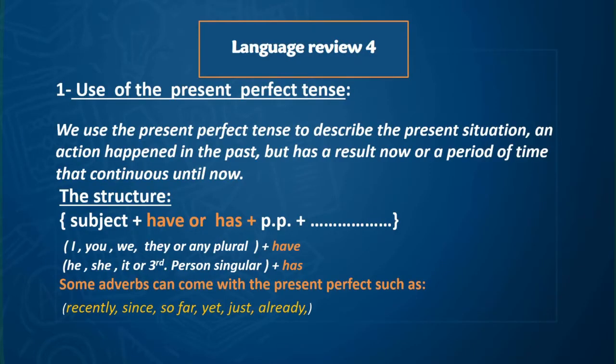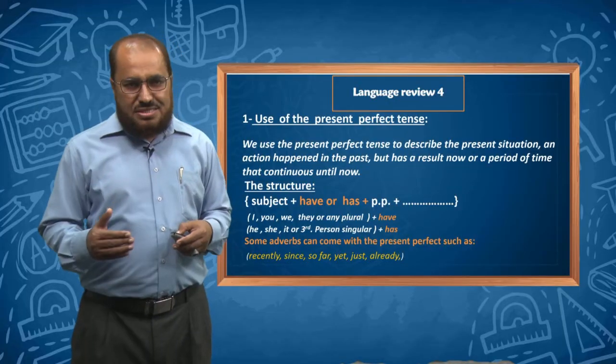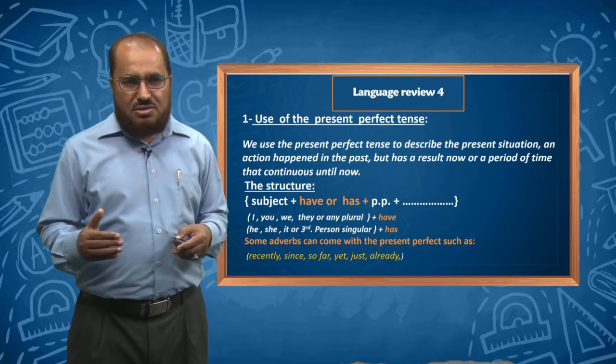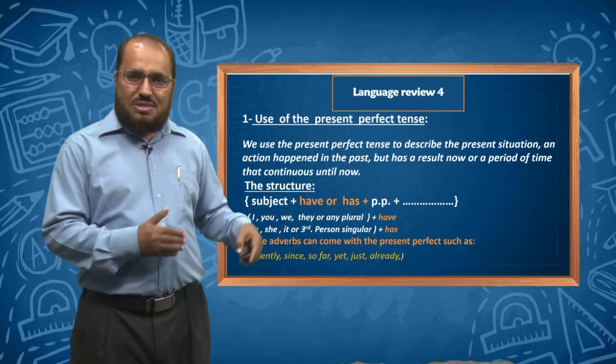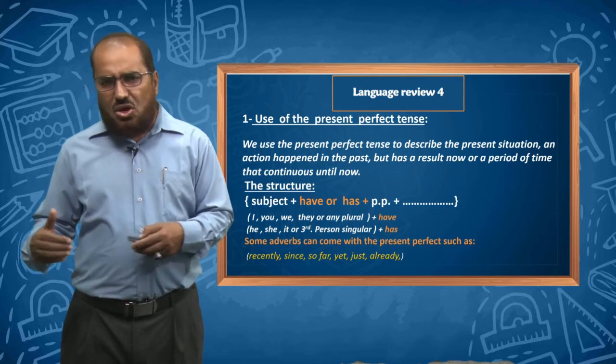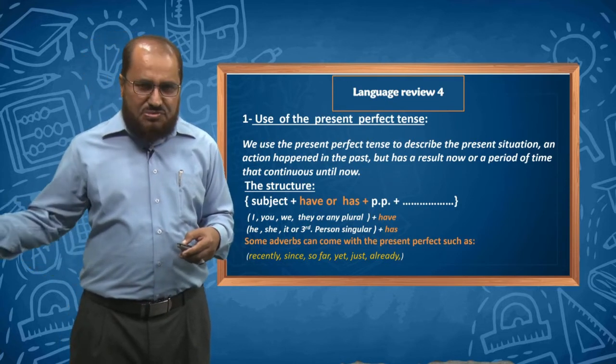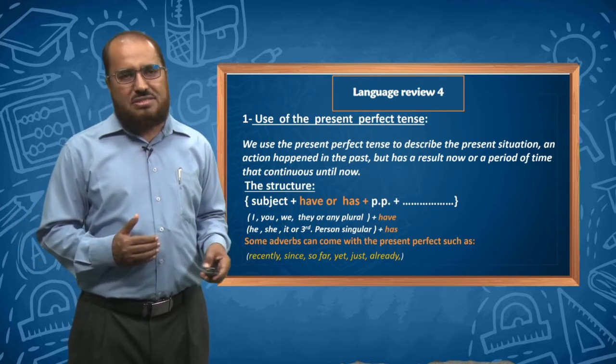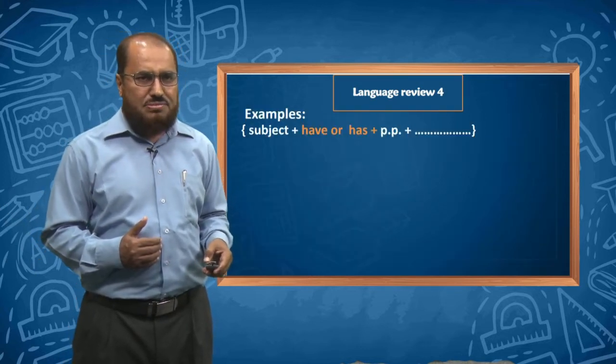Some adverbs can come with the present perfect, such as recently, since, so far, yet, just, already. Recently means something happened recently, so it must be expressed by the present perfect. Since, so far, and yet express something that started in the past and continues up to now. Already means some time before now. Okay, that is it. Let's start with the first example.